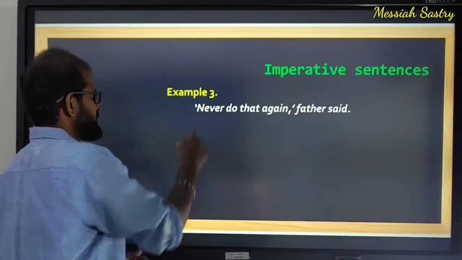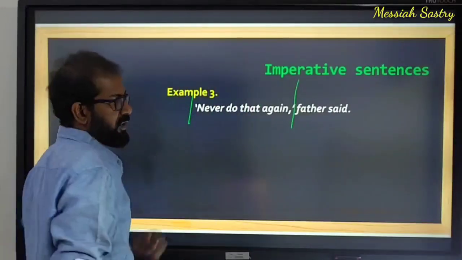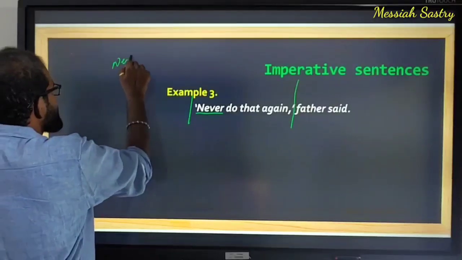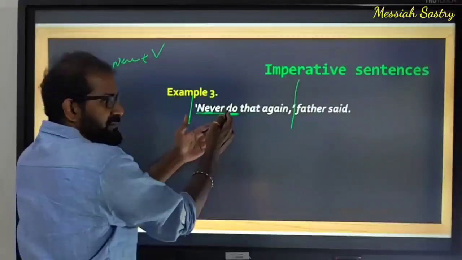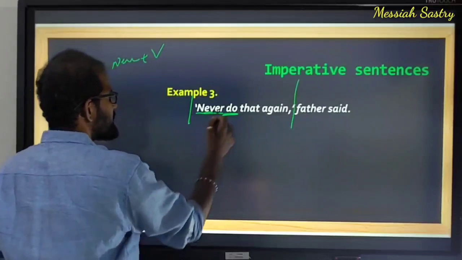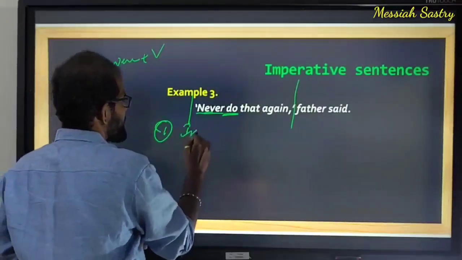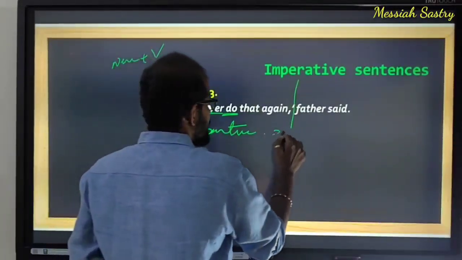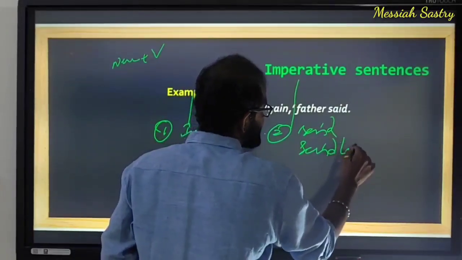What is the reported clause? The sentence in inverted commas: Never do that again. What kind of sentence? The sentence begins with never plus verb, never do. So do is a helping verb, but actually here it is a main verb. So never plus verb, never do that again, is an imperative sentence. If it is an imperative sentence, said or said to, we change.